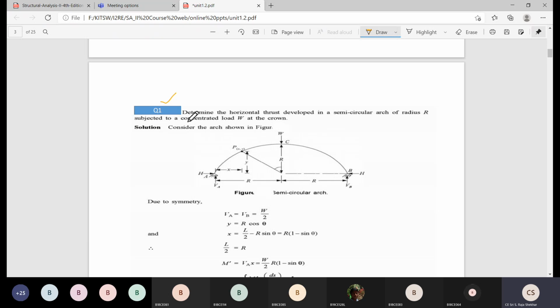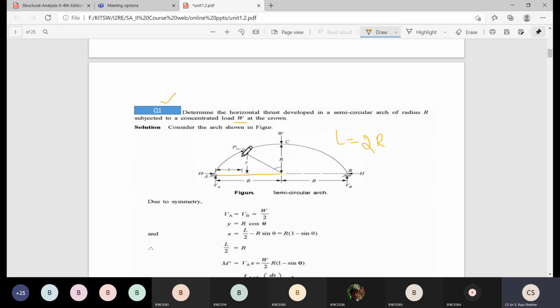First question: determine the horizontal thrust developed in a semicircular arch of radius capital R subjected to a concentrated load W at its crown. This is a semicircular arch, so in this case this will become the capital R. The span L will become 2R. For the semicircular arch, L is equal to 2R. The arch looks like a semicircle.